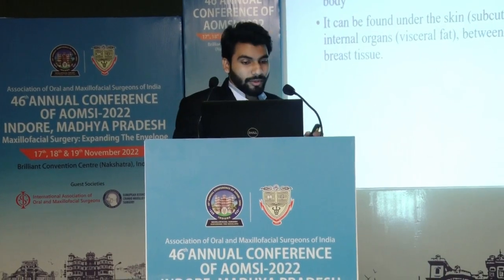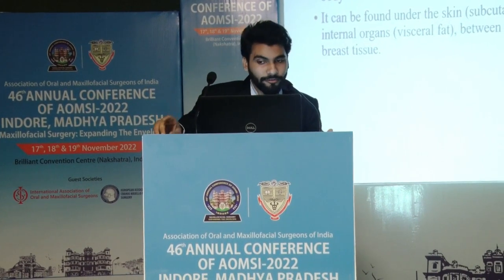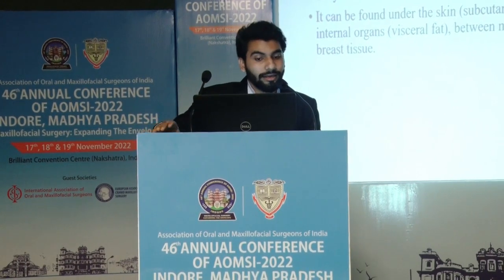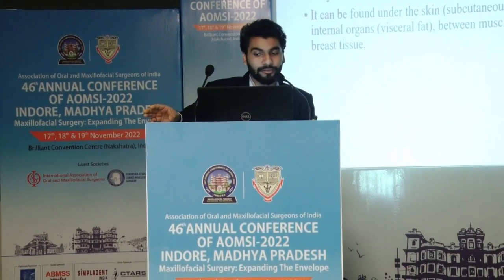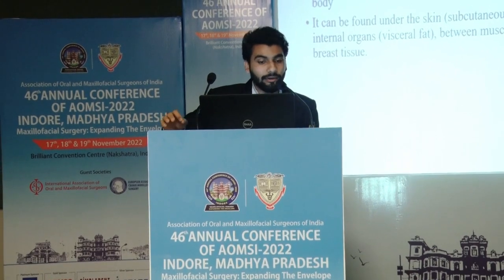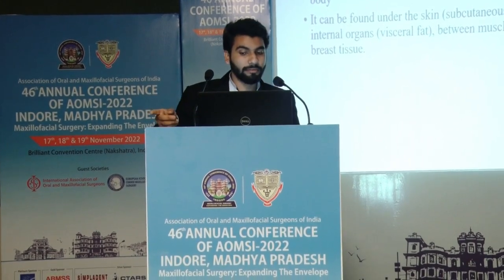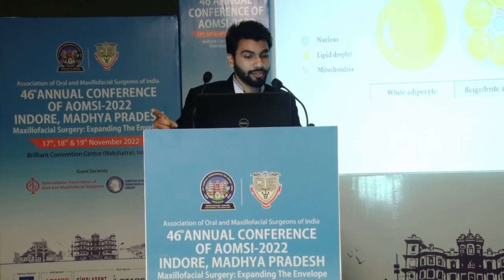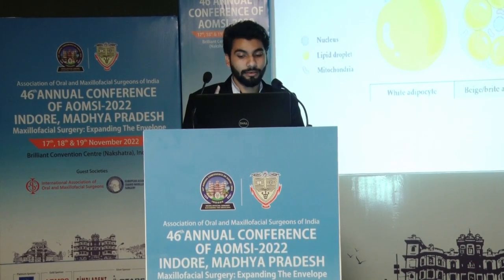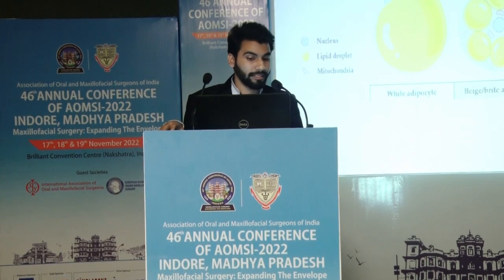Fat, or adipose tissue, commonly known as body fat, is found all over the body. It can be found under the skin, which is the subcutaneous fat area, packed around the internal organs, which is visceral fat, between the muscles, within the bone marrow and the breast tissue. There are different types of adipose tissue: white adipocytes, beige adipocytes, and brown adipocytes.